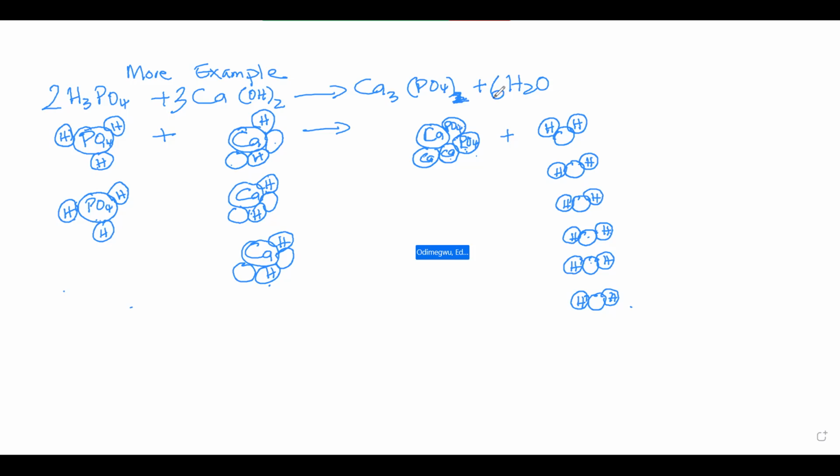Okay. So this is the more complex. Again, you always start with the more complex substance. If you have a polyatomic ion in your equation, and that polyatomic ion is on the reactant side and the product side, treat it as a unit. Okay, you can't go wrong. So that's the more complicated ones.